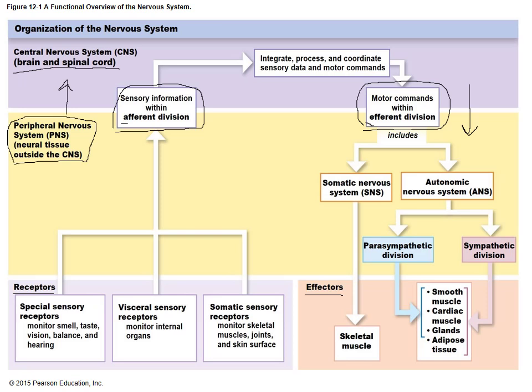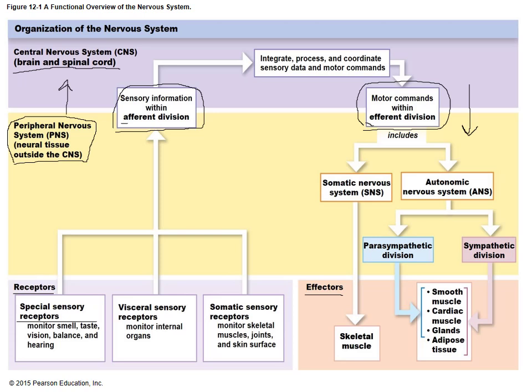Now the afferent division is relatively simple in that it only deals with the receptors in the body. And there are three main kinds of receptors that you need to know. The first of those is the special sensory receptors. These are the receptors that you're going to find primarily in your head. These are your sense of smell, your sense of taste, your vision, your ability to balance yourself, your auditory receptors. These are all special sensory receptors.